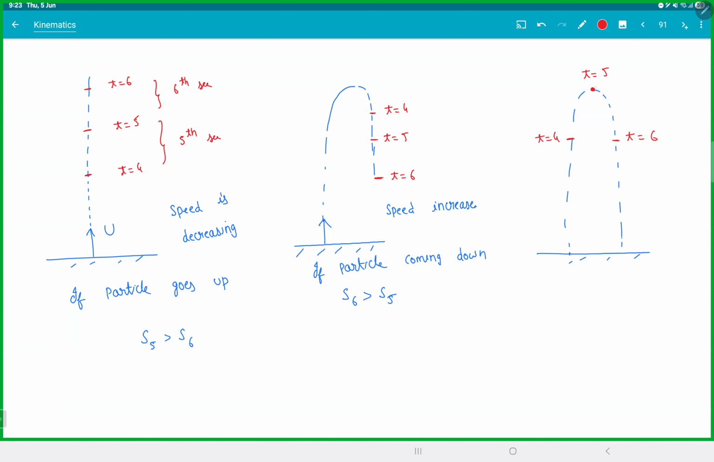That means at h max, the time is 5 seconds. Is this making sense? So this is the only possibility where it is symmetrical on both sides, where S5 is equal to S6. So indirectly, you gave me the time of ascent, or the time to reach h max, as 5 seconds. Time of ascent is u by g. Therefore, u is 50 meters per second. So this happens only for 50 meters per second. And h max is u square by 2g, which is 125 meters.